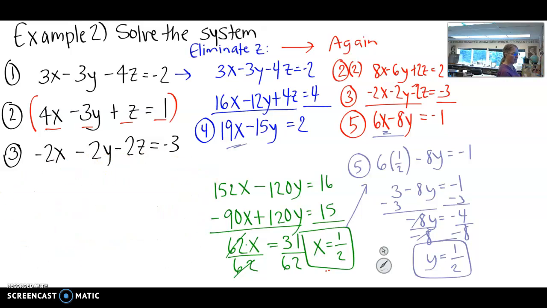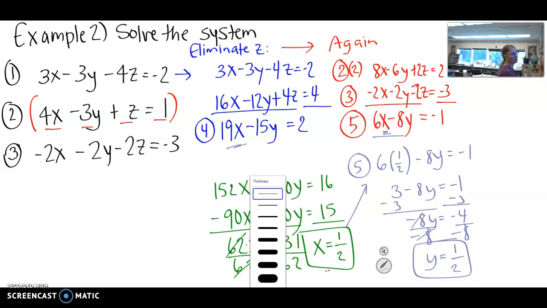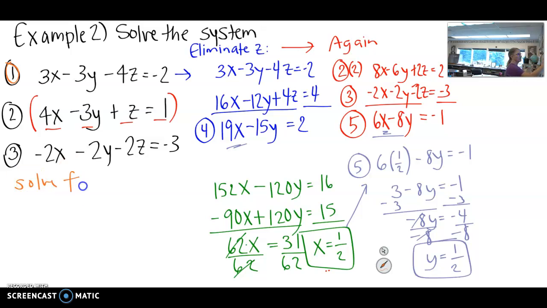All right, so I have x is 1/2, y is 1/2. I'm going to throw that into, I'm going to pick equation 1. So we're going to be solving for z. Oh, nope. I decided I'm going to pick equation 3. And the reason is because the coefficients are all even numbers, and if I take half of an even number, it's going to be easier than taking half of an odd number.